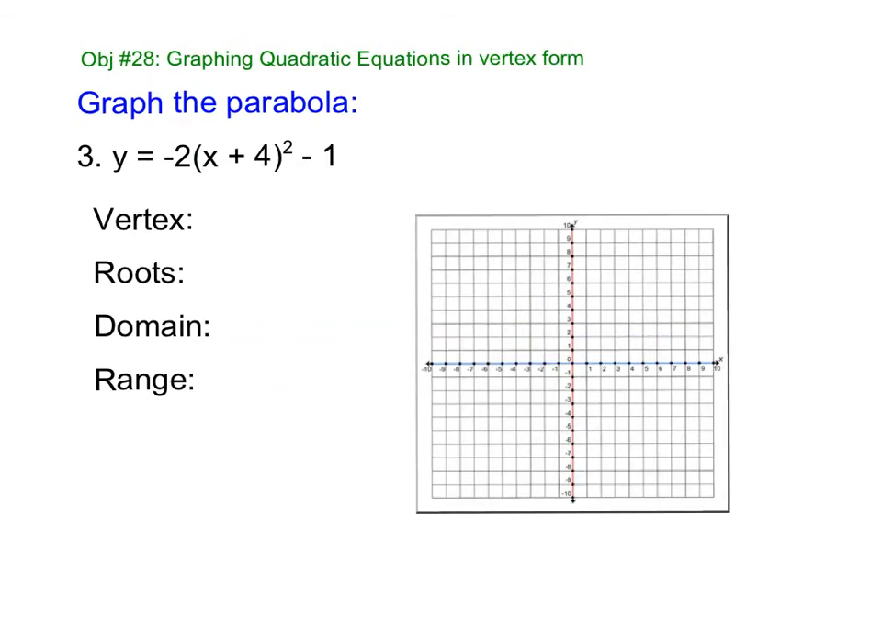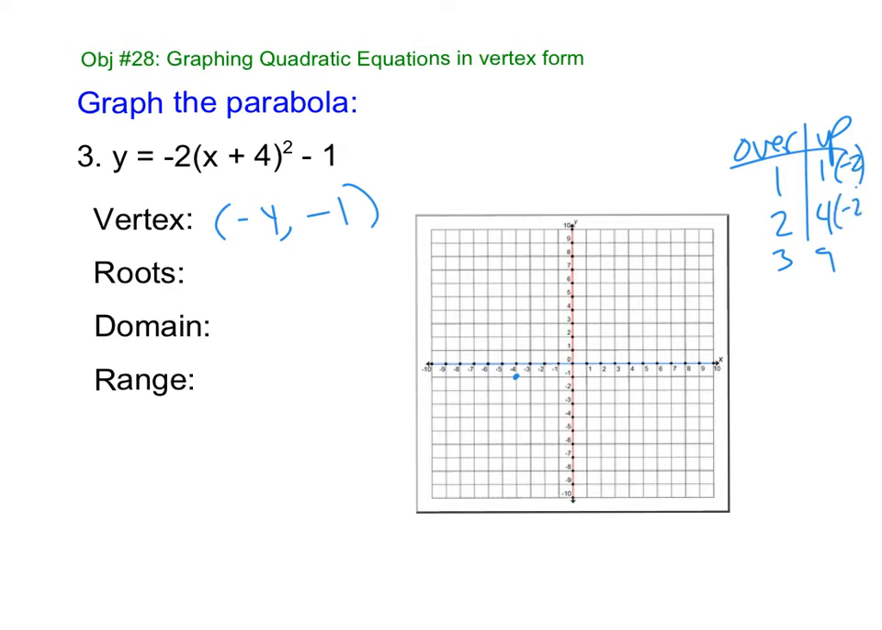All right, next one. Try it on your own. My vertex is -4, -1, -4, -1. Now I'm going over, up, 1, 1, 2, 4, 3, 9, but it's -2, so I'm going to multiply by -2. So over 1 down 2, over 2 down 8.